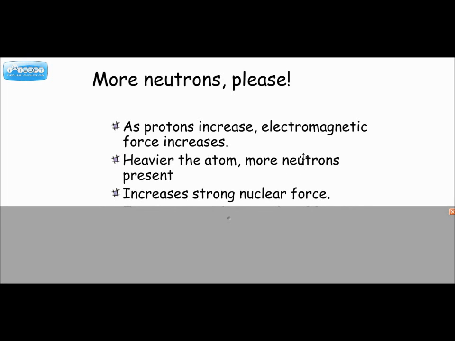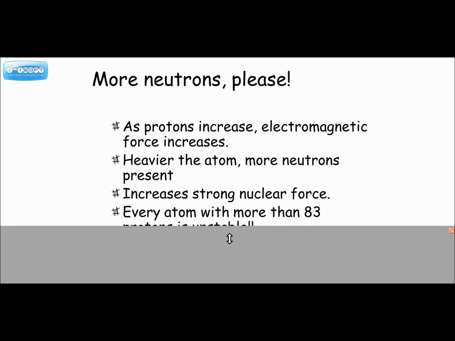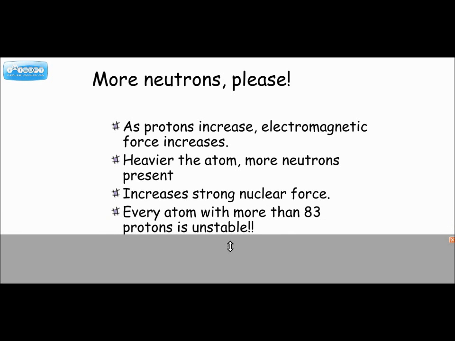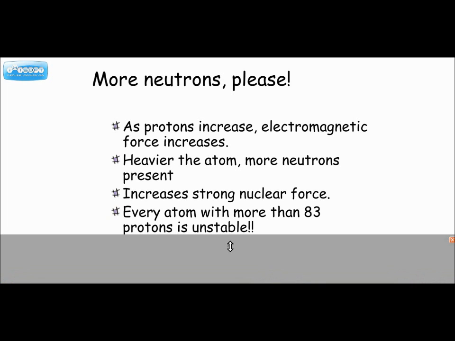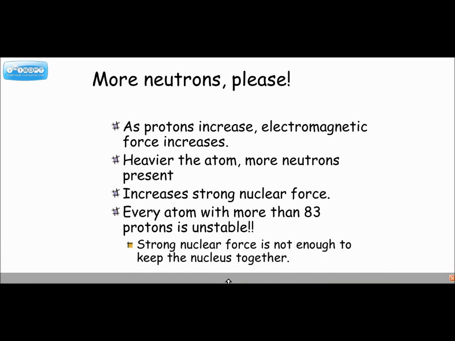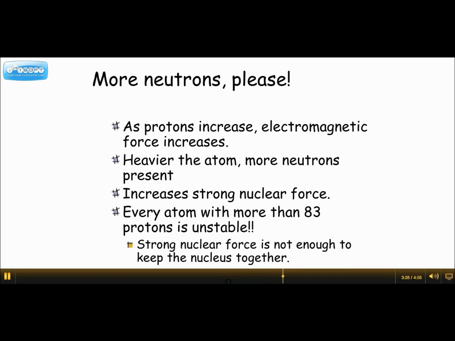The increased number of neutrons will increase your strong nuclear force, but it can only do that to a point. Every atom with more than 83 protons is unstable. So that's when you get to that point where it doesn't matter how many neutrons you throw in there, that electromagnetic force of those protons trying to pull apart from each other, you can't counteract that. And when you get there, that's when you have your radioactive materials. So the strong nuclear forces are not strong enough to hold it together anymore, and it starts breaking apart, and that's what we call radioactive decay.